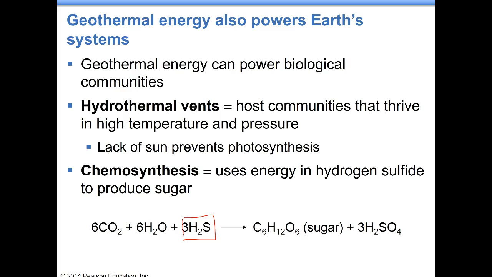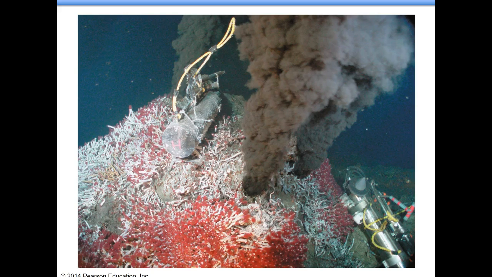to produce the sugar. So we're going to have carbon dioxide, we're going to have water, here's our hydrogen sulfide that we're going to have, and that is going to give us our sugar that we need, and we're going to get this byproduct that you see here. So this is chemosynthesis, and this is what would happen at those hydrothermal vents. Okay, so here's an example of what it would look like at the hydrothermal vents, and those tanks are helping to collect some of that energy.